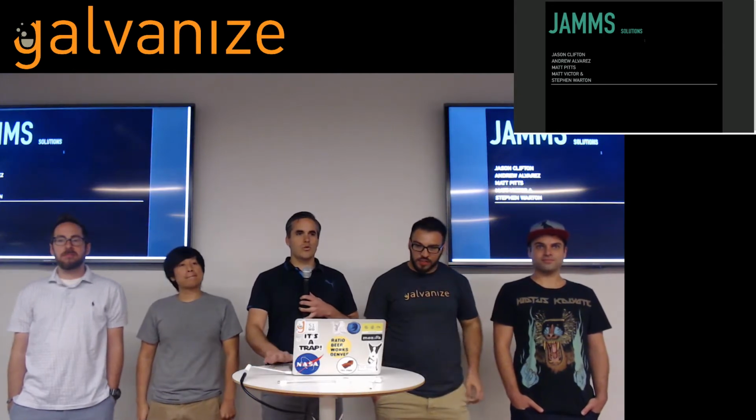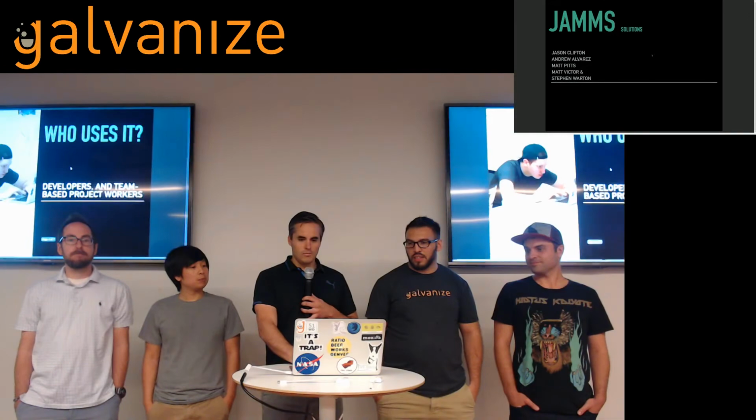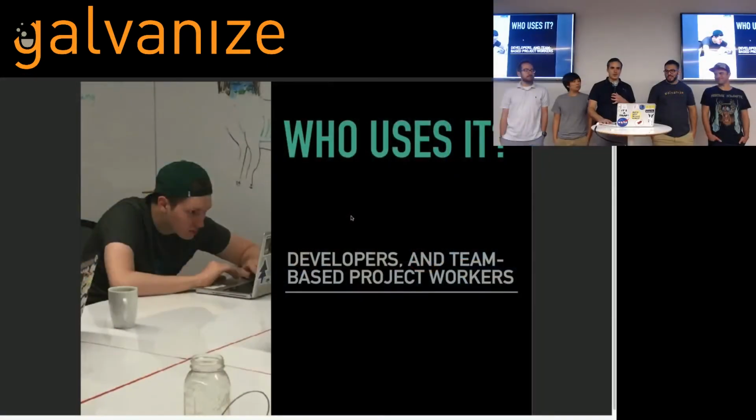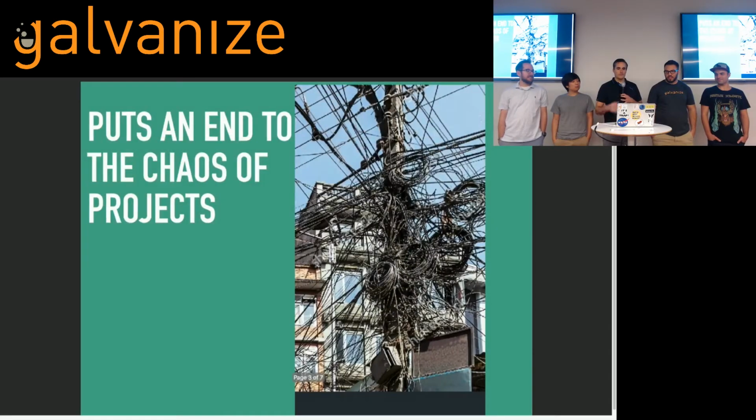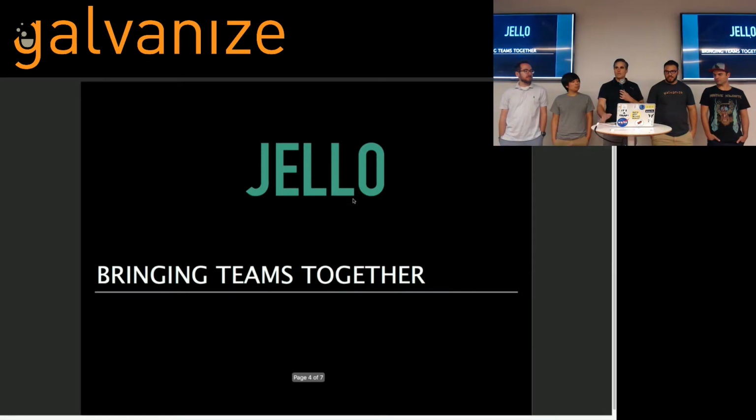And today, for our quarter two project, we'd like to present our project, which we sought to develop an app to be used by developers and other team-based project workers when working on projects and certain tasks. The problem we were attempting to solve would be to put an end to the chaos of projects as far as who's going to do what and when, and being able to assign tasks and just see when they're done. So our solution is Jello, which brings teams together.